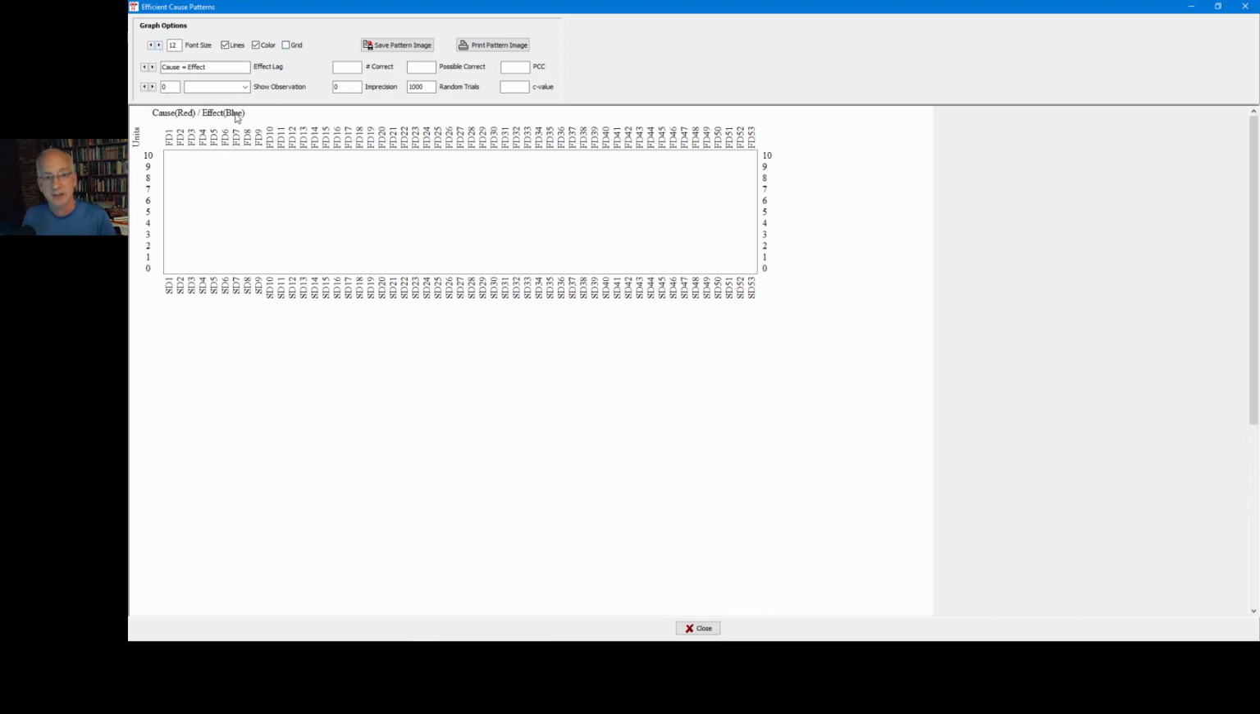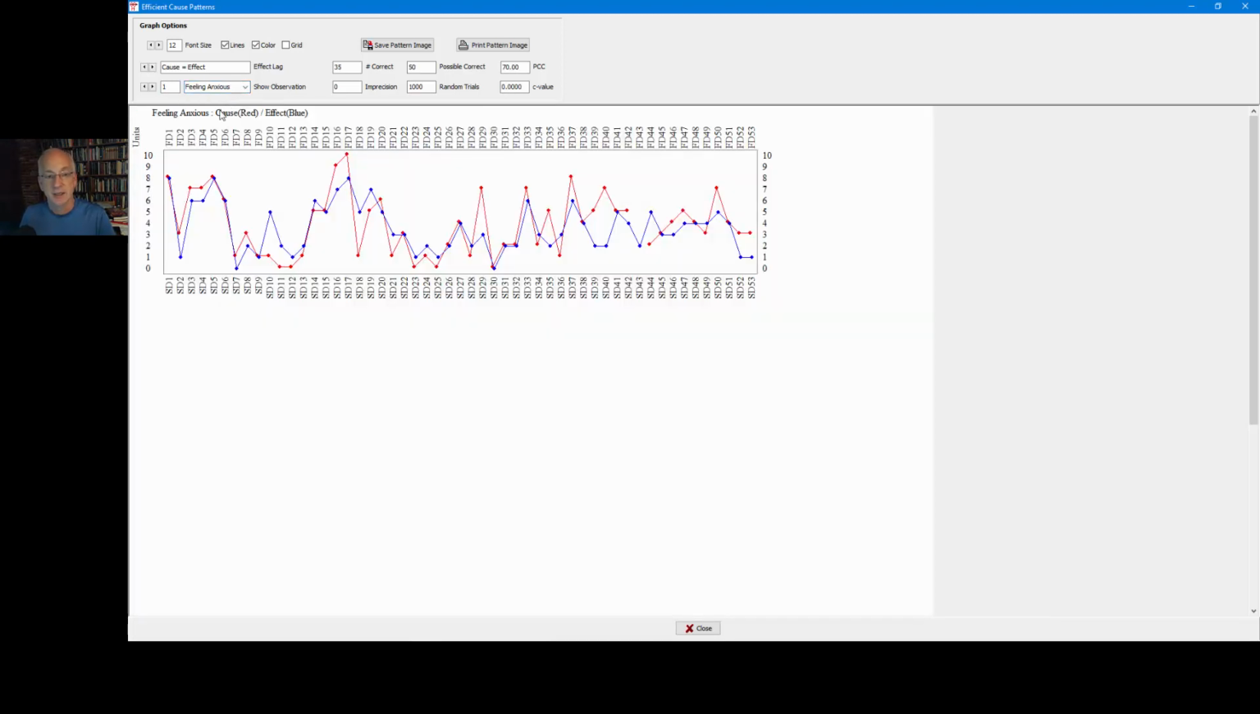And so now let's take a look at the different feelings and fears. I'm going to use this pull-down menu, and let's take a look at the first feeling here, which is anxiety. Now we see the data plotted across the 53 days. Notice here's the 0 to 10 scale, and here are the feelings across the top. The cause is the red line, the feelings, and the effect is the blue line.